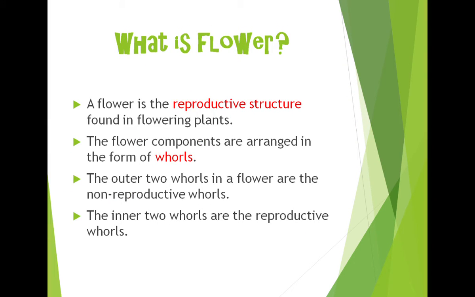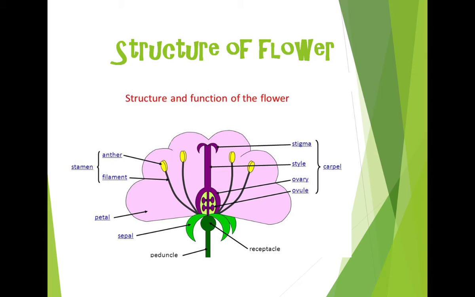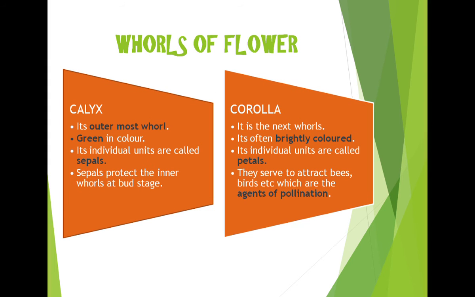A flower is a reproductive structure. This flower has components which are arranged in the form of whorls. In a flower, two whorls are the outer, which we call non-reproductive whorls, and two whorls are the reproductive whorls. As you have seen in the diagram, there are four whorls: the outer whorl, then the inner whorl, then the inner whorl, and then the inner whorl. Okay, now let's discuss these whorls in detail.